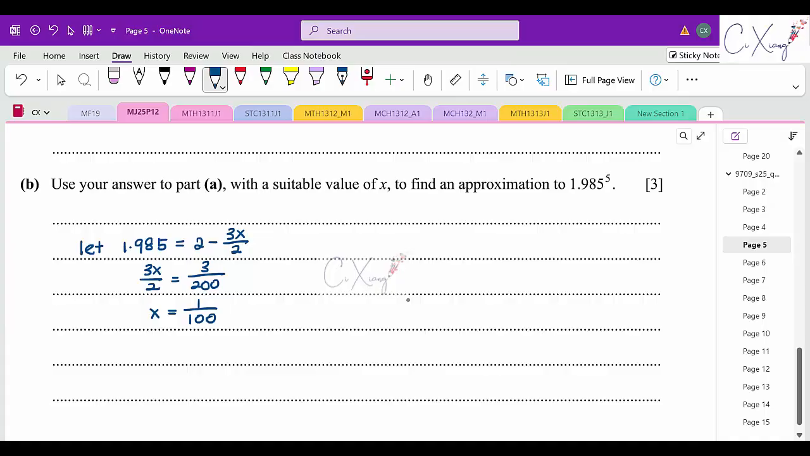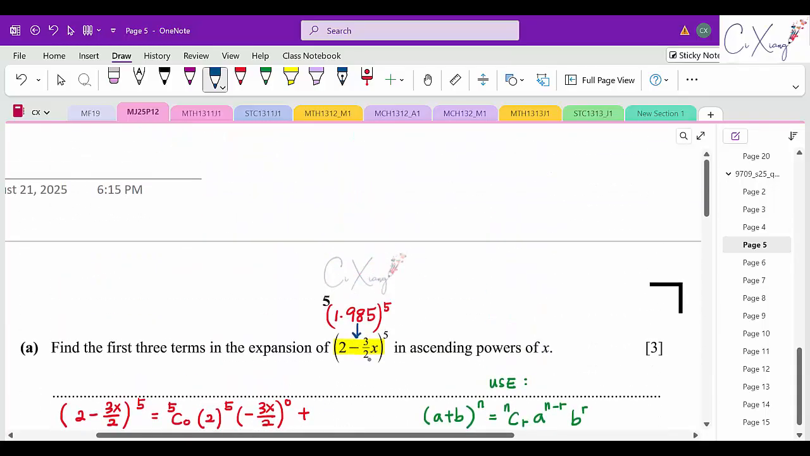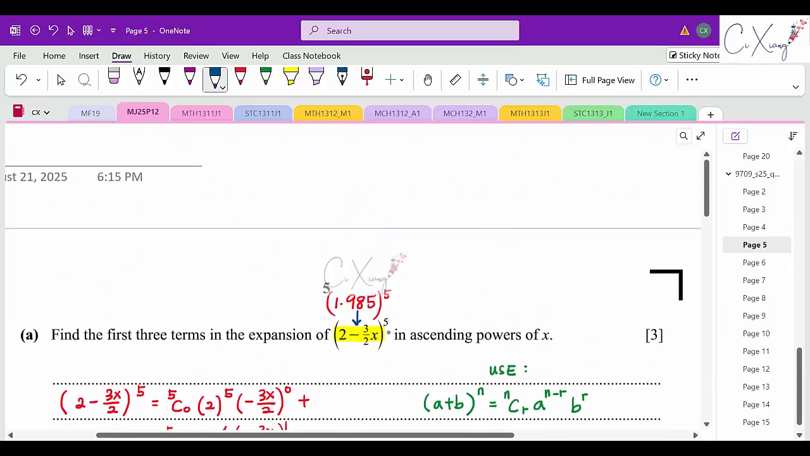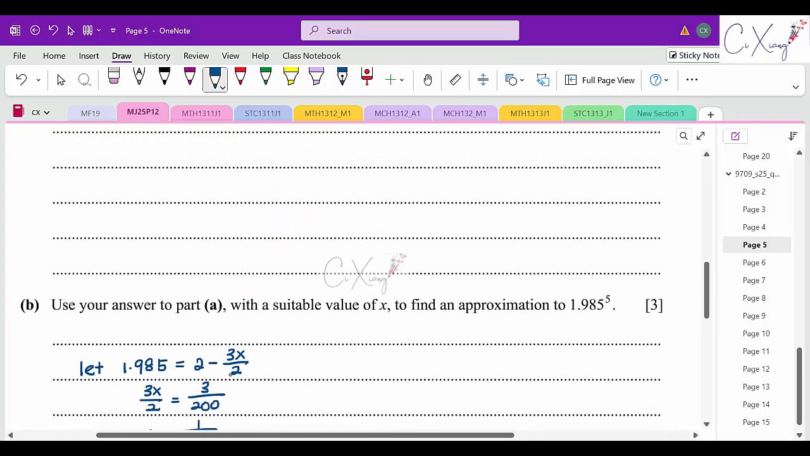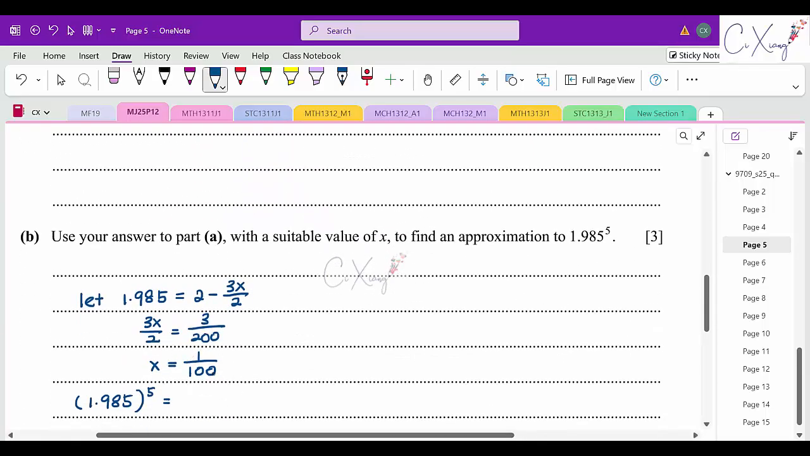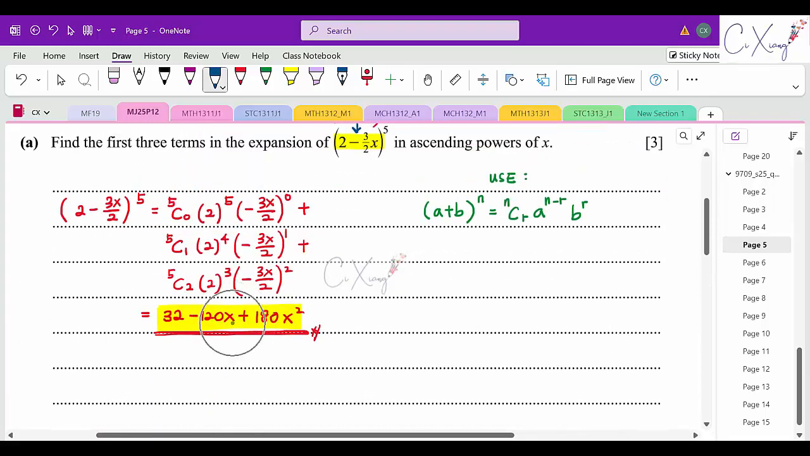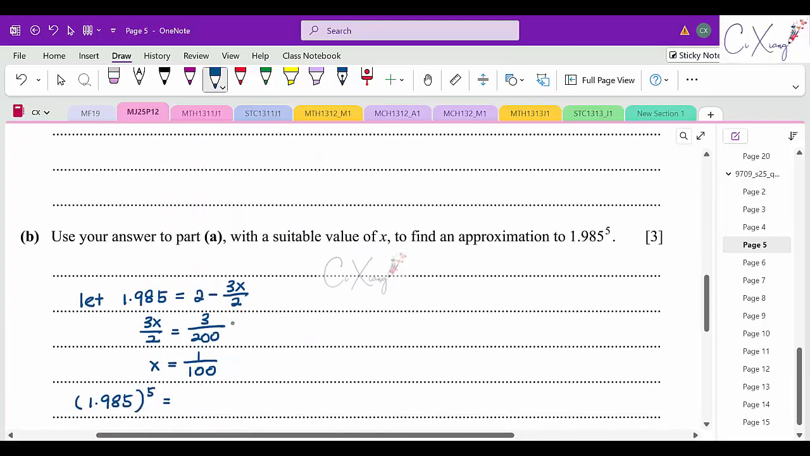That means if I want to find out the value for 1.985 power 5, I use the binomial expansion that I got just now, because if I have this particular term with a power 5, after I expand the first 3 terms, I will get this. So same thing happened here. To get the value for 1.985, we already know that we need to put in x equals 1 over 100. So we'll put it into this expression. Alright, so let's continue from here.